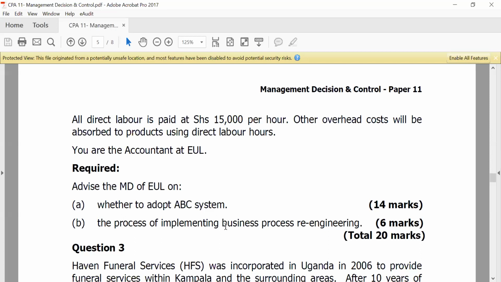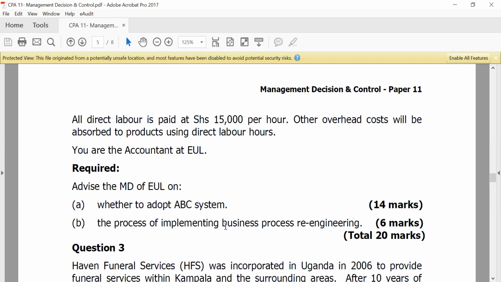So it is that simple. The examiner can ask you advantages. Definitely, every time you improve your processes, it means that you're going to achieve more efficiency. You're going to have your staff motivated even a little more. You're going to make your customers happy. You're going to reduce costs. You're going to improve on your quality. You're going to improve on your productivity, and so on.